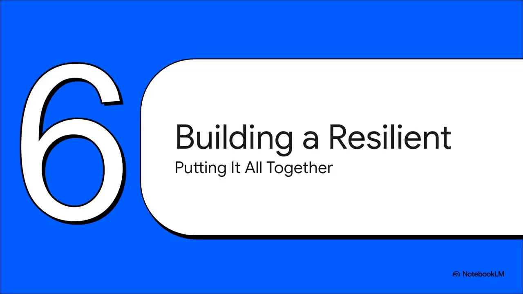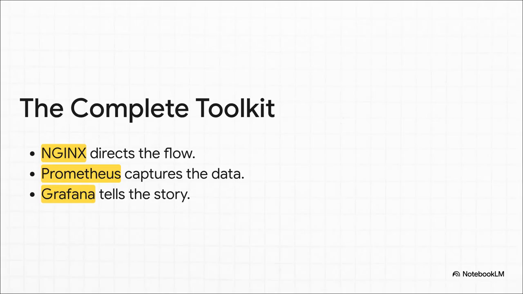And that brings us all the way back to the beginning. When we put all of these tools together, we can finally transform that fragile, crashing app into something that's genuinely robust and resilient. So let's just recap the whole toolkit. Nginx is our gatekeeper. It directs the flow of traffic, making sure we can scale. Prometheus is our detective. It's on the inside, capturing all the critical data. And Grafana is our storyteller, visualizing that data so we can understand the health of our application with just a single glance.